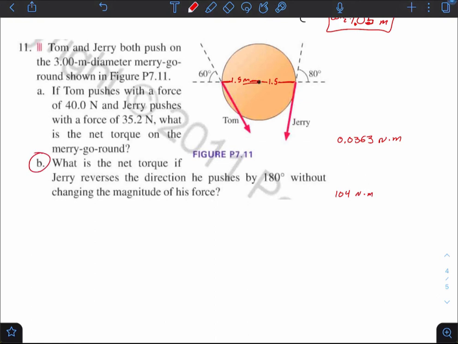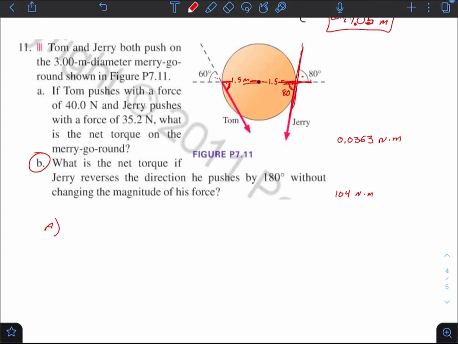The angle is always the angle between the radial arm and the force, which for this is going to be 80 degrees because opposite angles are equal to each other. And for this, opposite angles are equal to each other, so this is going to be a 60-degree angle in here, right? If we have two intersecting lines, this angle will be identical to this angle, and this angle will be identical to this angle. That'll become much more important in part B.